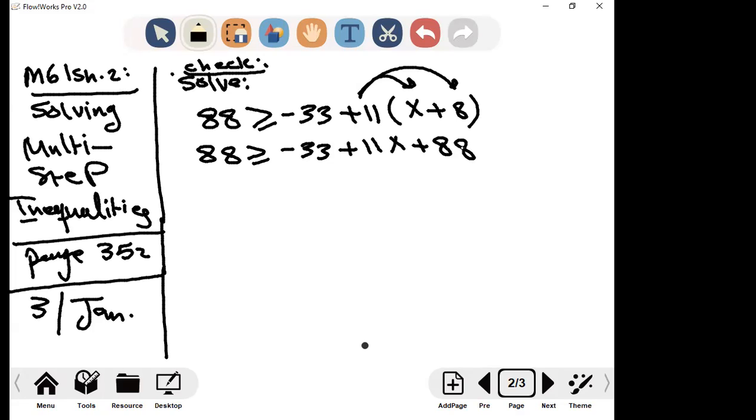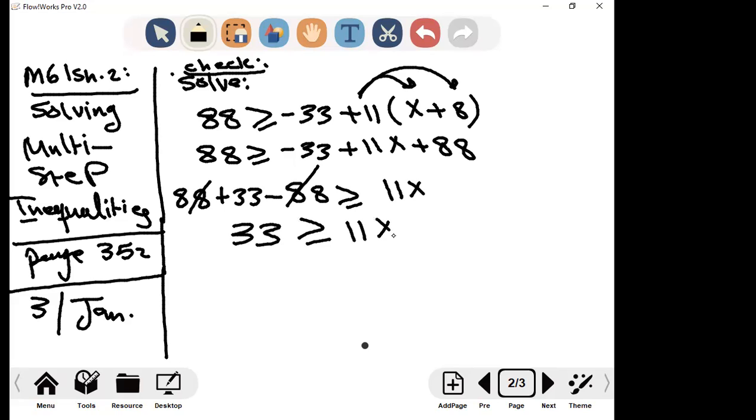So here we have 88. You can shift the negative 33 here and the 88 here, right? So it will be 88, this one, plus 33, minus 88, more than or equal to 11x. So I shift all the numbers to the other side, right? Now, 88 minus 88 is 0, still 33 more than or equal to 11x. Now, divide both sides by what? So, x will be less than or equal to 3. You can write it like this: x less than or equal to 3.